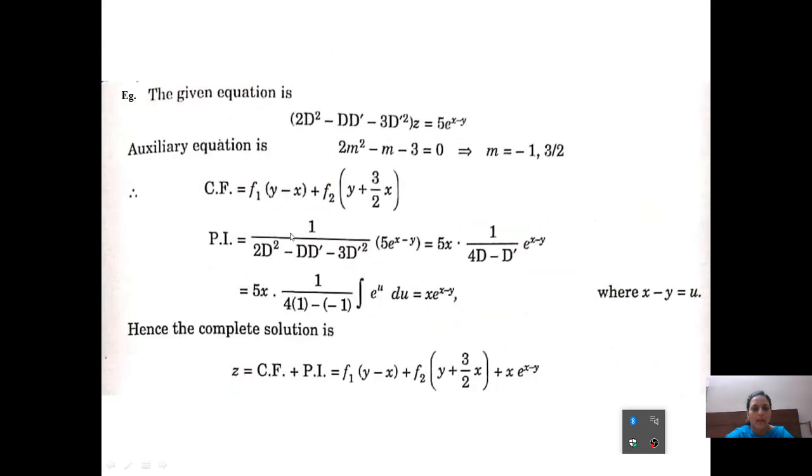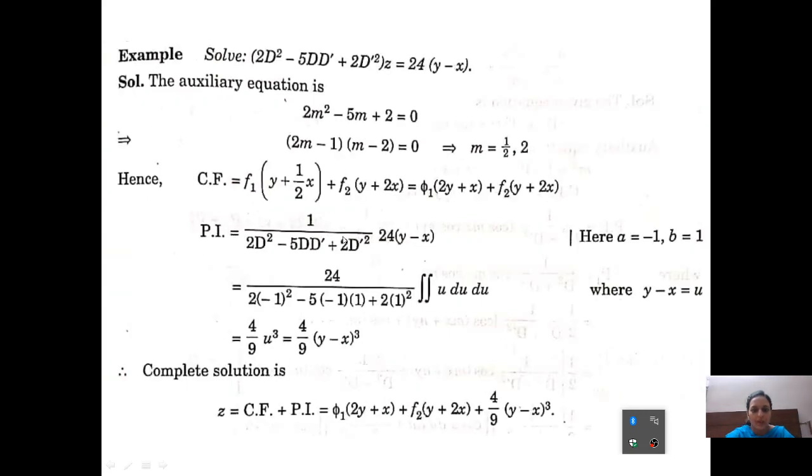Okay, now we move on to the particular integral part. This is the general method of writing the particular integral: 1 upon a function of D and D dash, and the right hand side function is written over here. We are using the second general method to solve our question. First, we compare this with ax plus by and obtain our a and b. On comparing, we can easily obtain a as -1 and b as 1.